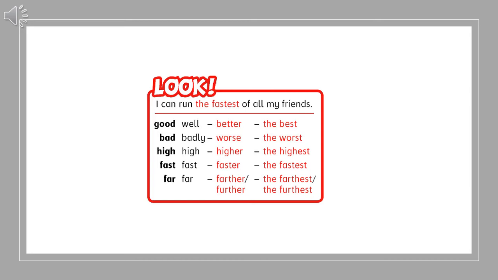Now let's go to the look box. Let's read. Look, I can run the fastest of all my friends. Good, well, better, the best. Bad, badly, worse, the worst. High, high, higher, the highest. Fast, fast, faster, the fastest. Far, far, farther, further, the farthest, the furthest.